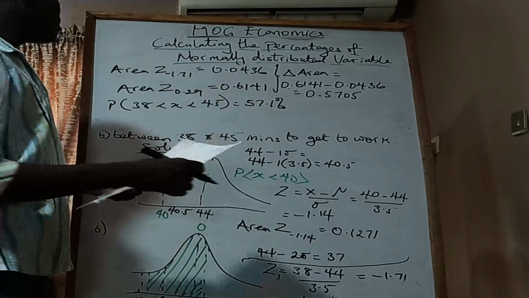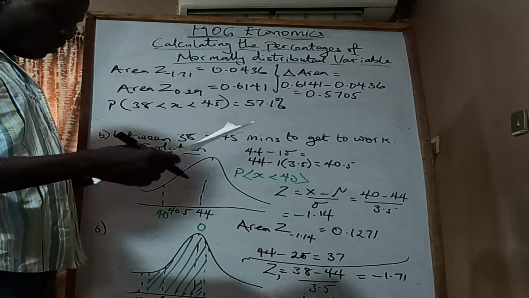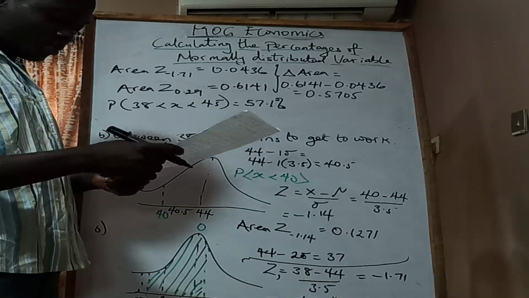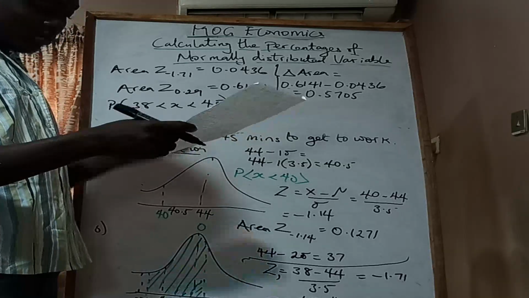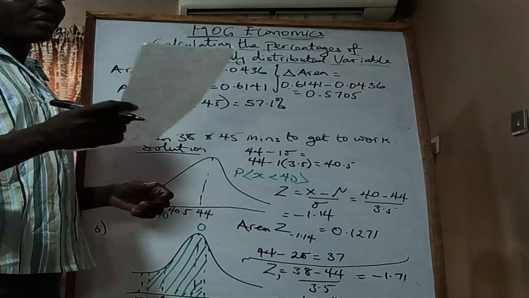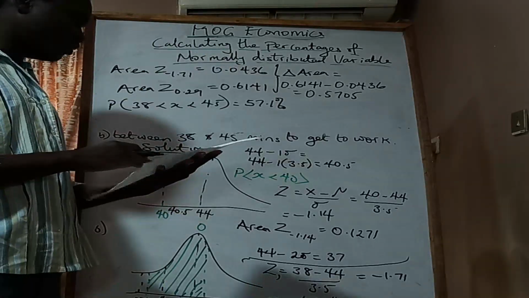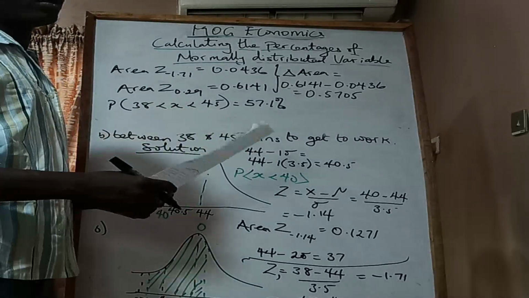So I think that brings us to the end of this particular video. Hope you've been enjoying your time on normal distribution, up to this present moment. So I think the assignment is, what is the probability that it takes more than 45 minutes to get to work? I think that's the only assignment that I have here.